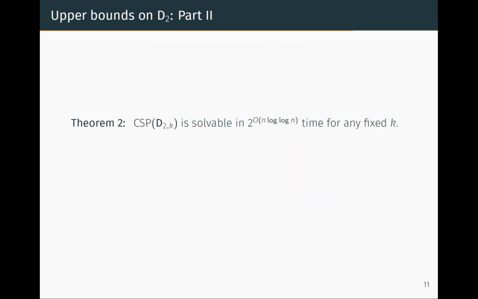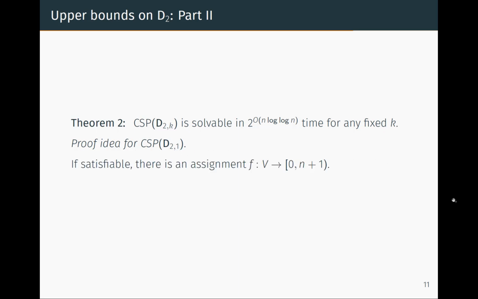We prove that CSP over D2k is solvable in 2 to the O of n log n time for any fixed k. We show the proof for D21. Here we have binary relations, and the integers we can use are at most 1, so 0, 1, or minus 1. First we prove that if an instance of this problem is satisfiable, then it has a satisfying assignment f that maps all the variables into the interval from 0 up to n plus 1.